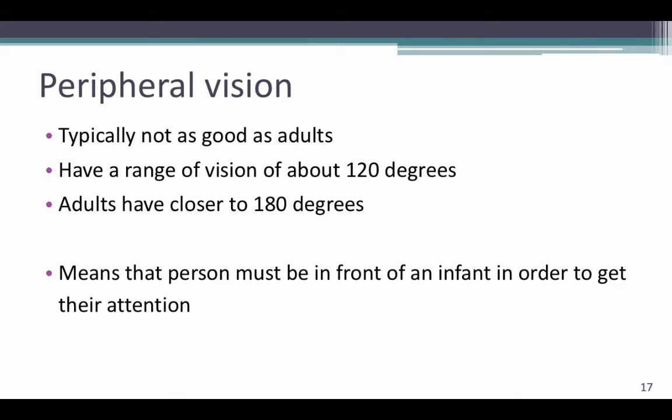The peripheral vision of children is not as good as adults, as the full range of infant vision is about 120 degrees, while an adult range is about 180 degrees. This means that objects need to be placed directly in front of the infant in order to capture its attention.